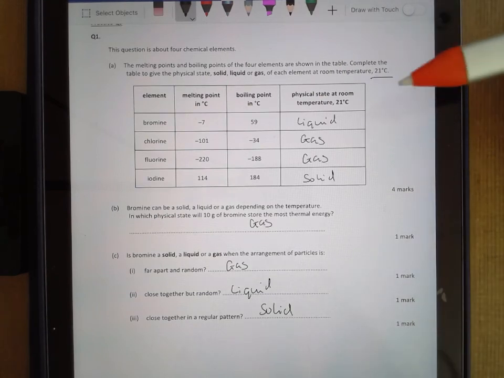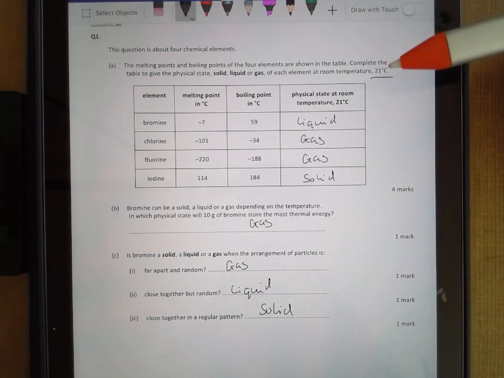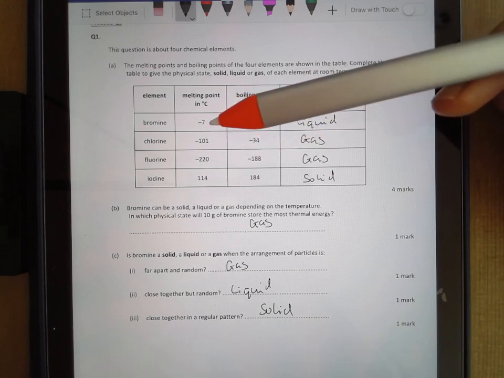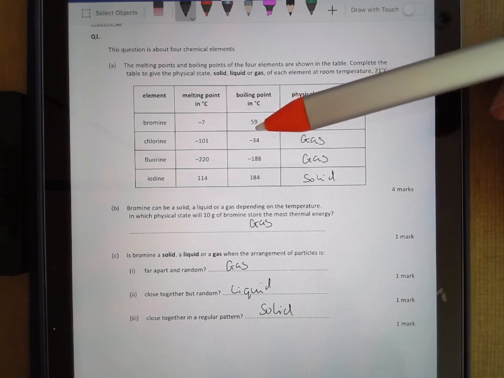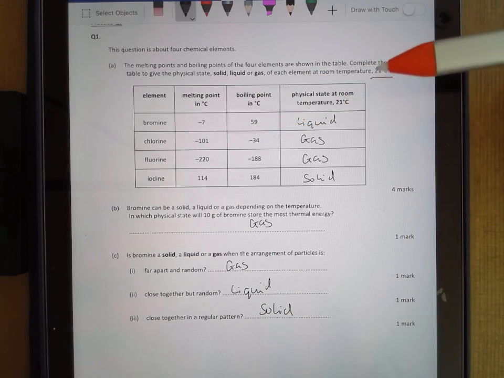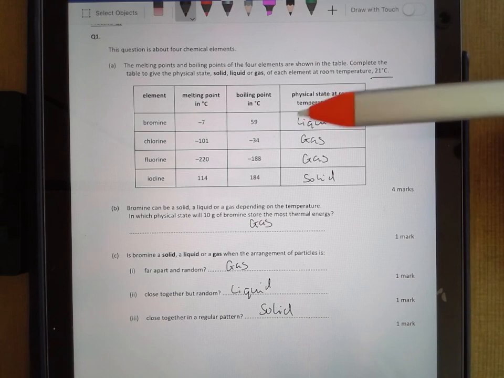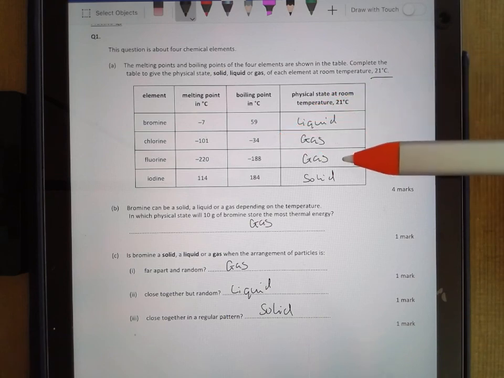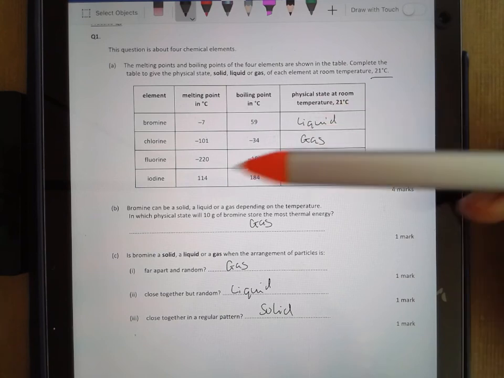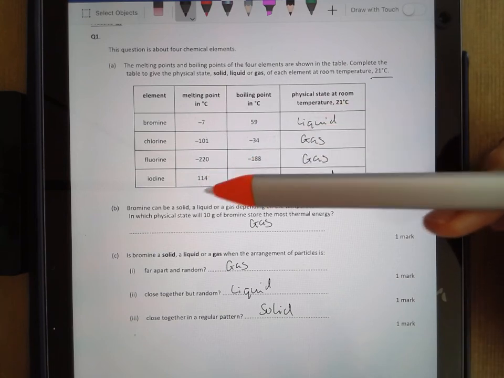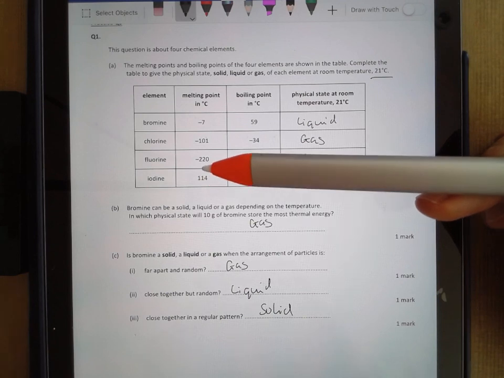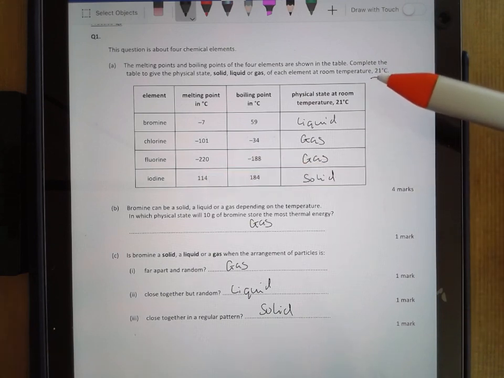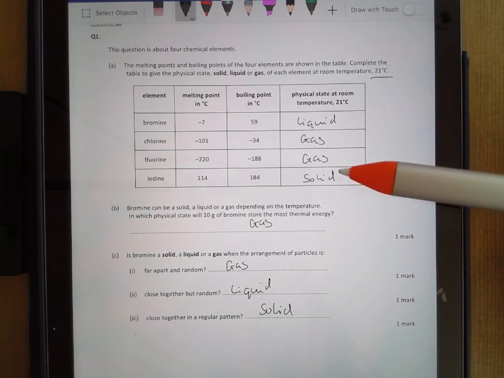Okay, so here are the answers. They want to know at 21 degrees Celsius, okay, bromine is melting, so it's becoming a liquid at minus 7, but you'd need to heat it to 59 to make it into a gas, so it's still going to be a liquid at 21. Chlorine becomes a gas at minus 34, so it will be a gas at 21. Fluorine will be a gas at 21. Iodine won't become a liquid until 114, so you have to heat it the whole way to 114 to get it to turn into a liquid. 21 degrees is not hot enough to turn it into a liquid. It's going to be solid.